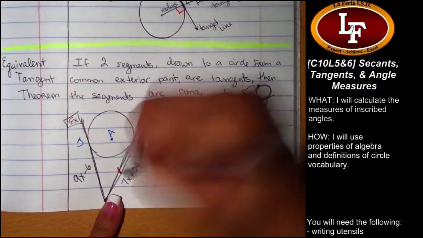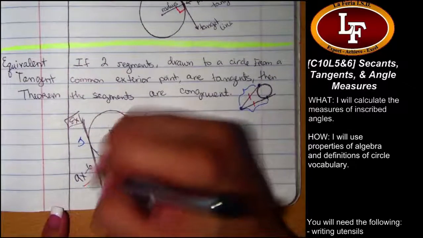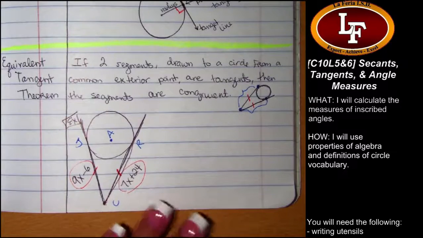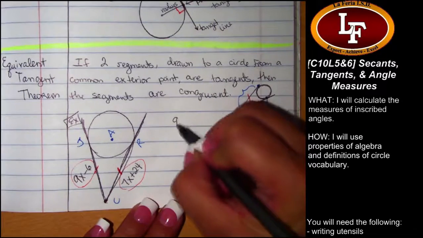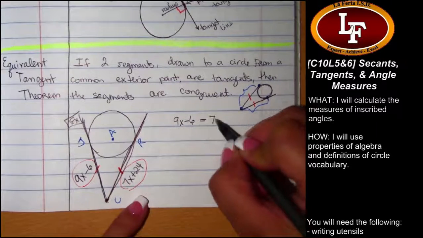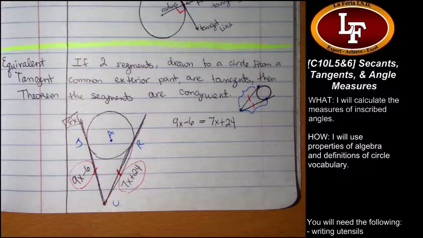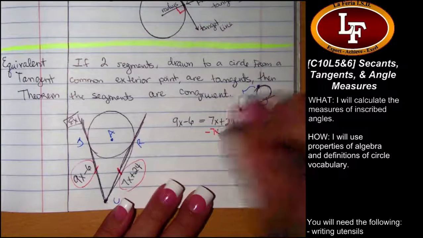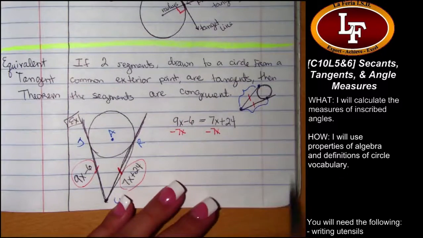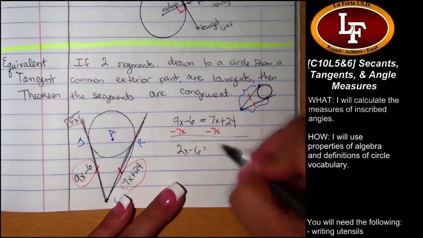That means that according to this theorem, these two line segments are congruent, which means this measure and this measure are equal. And so I can write my equation as the measure of this segment equals the measure of this segment. And now I set the geometry aside, I pretend I'm in algebra, and I solve this equation for x. Sounds like we want to get rid of this 7x over here, so we're going to go ahead and do that in one step. So I have 2x minus 6 equals 24.